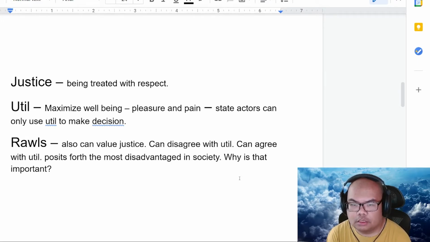So in this debate, Rawls would be using something called the difference principle that posits the most disadvantaged within society and gives you reasons as to why that's important. Well, one, because they're a good chunk of society, and two, it is the most fair because if the people with the least benefits can get something out of it, then it'll trickle up to the people on the top and they will also experience the same thing.